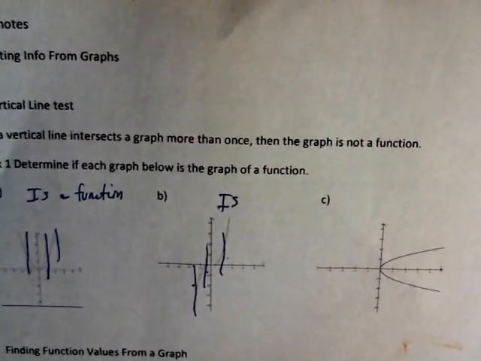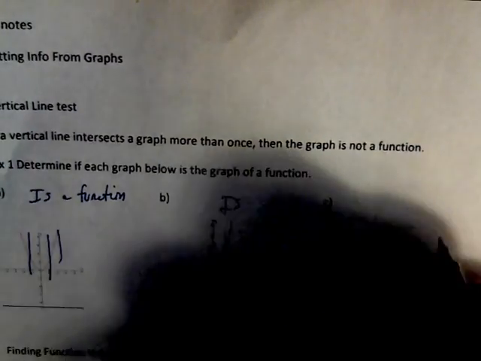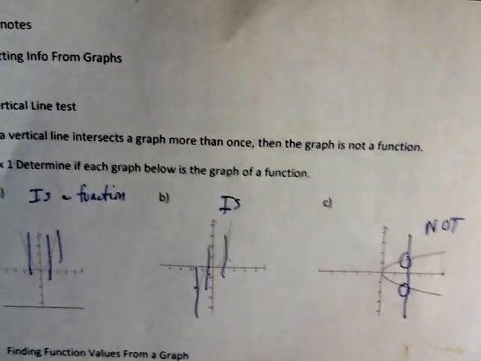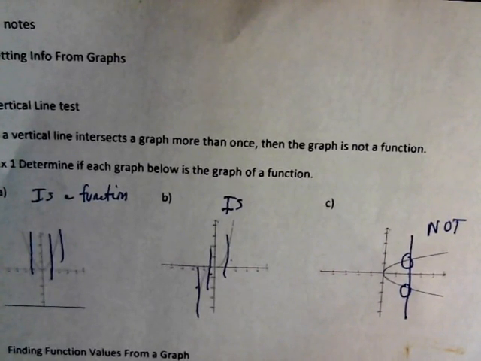But if we look at the third one, I can draw a vertical line, I intersect it in two locations, so that one would not be a function. So, that's some information. It's not something we're going to be quizzed on a lot, but that is some information you can get from a graph.